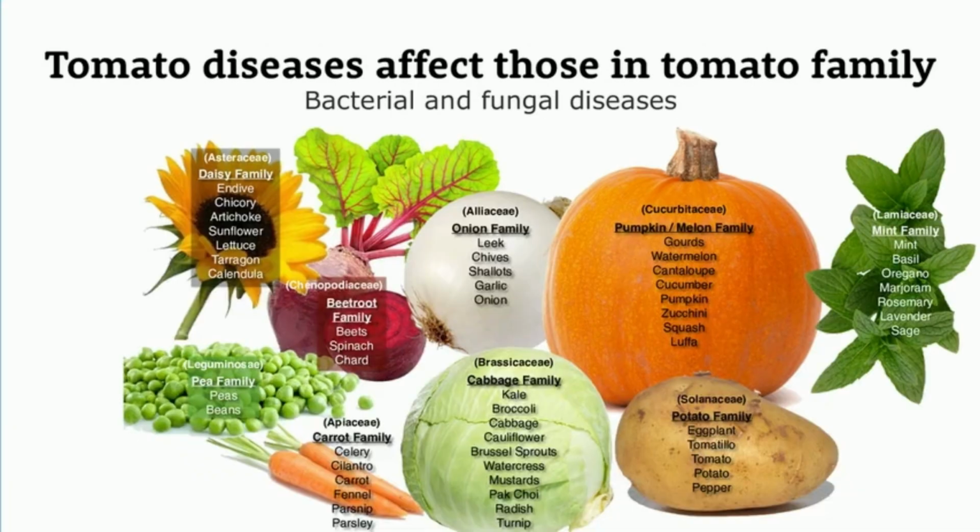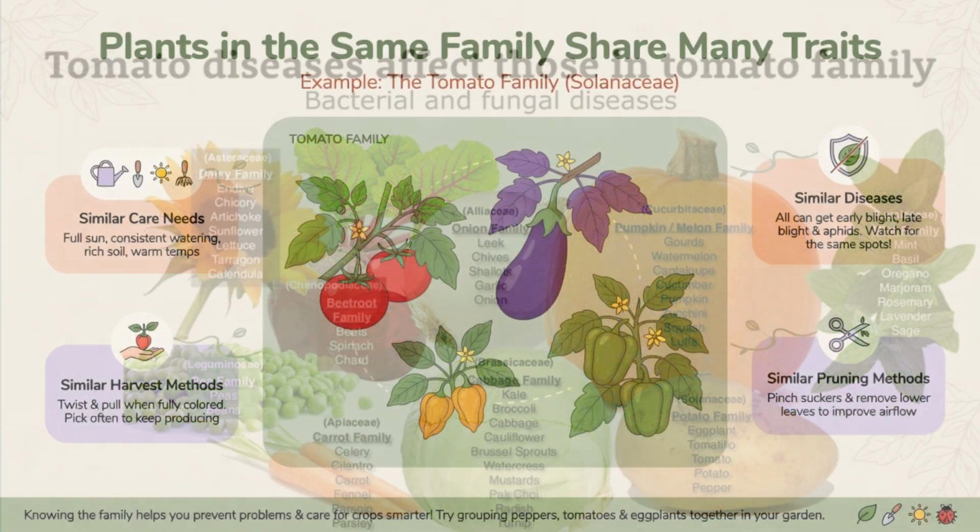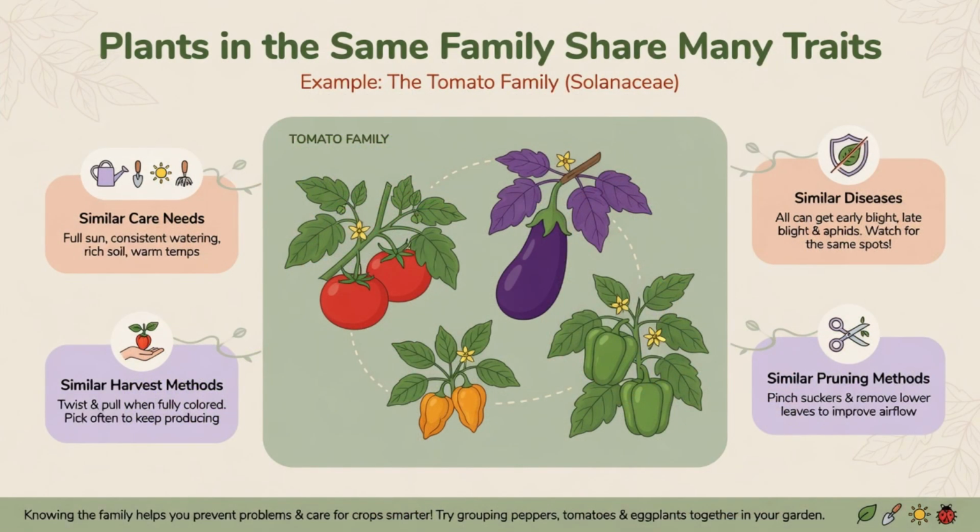So to start off, tomato diseases: the most diseases are in the tomato family and in the cucumber family or the squash family. These are the families of crops, for those of you who are unfamiliar. What each family has in common is that they share similar diseases. They share sometimes how to prune them, how to harvest them, how to enjoy them, how to care for them. So families have a lot in common.